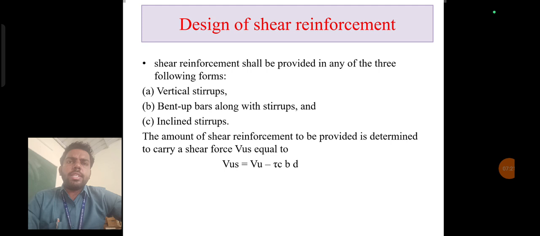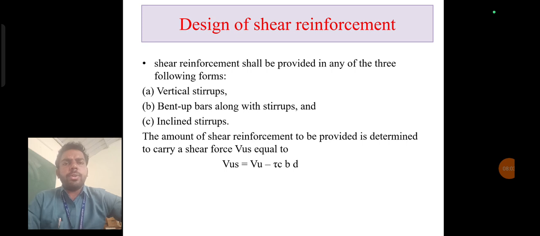Generally, nowadays we consider inclined stirrups in that particular location to provide the shear reinforcement on the beam. So, how do we find the amount of shear reinforcement needed in that beam? By using this formula, we find how much shear reinforcement should be used at that location. The shear reinforcement is to be provided to carry the shear force. Whatever shear force is acting, the shear reinforcement must be capable of carrying it. Here Vus is equal to Vu minus tau c into b into d.